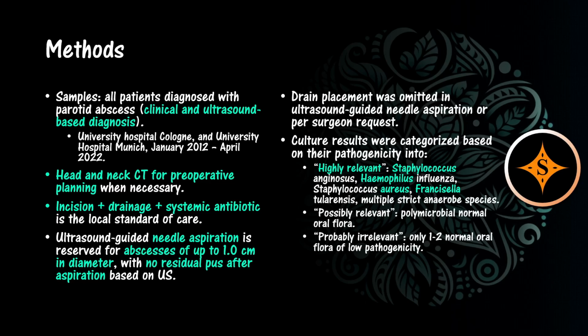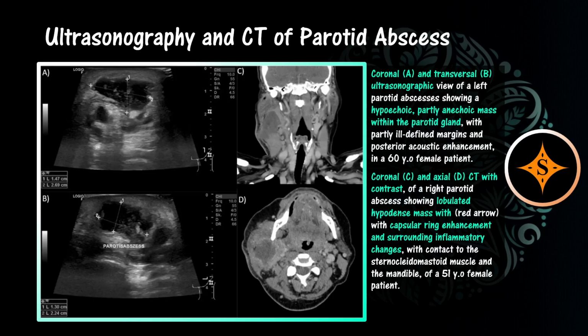The culture results in the study were categorized based on their pathogenicity into highly relevant, possibly relevant, and probably irrelevant. Highly relevant are bacteria that are known to cause more severe infections. Possibly relevant is basically polymicrobial infection, multiple microbes showing up on the culture, but most of them are the normal oral flora. And probably irrelevant is only normal flora. So it is a category where the pathogenicity is considered low, meaning it is likely that these bacteria that were cultured aren't actually the cause of the parotid abscess.